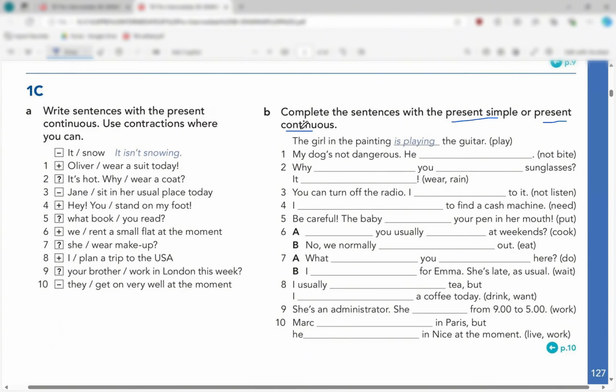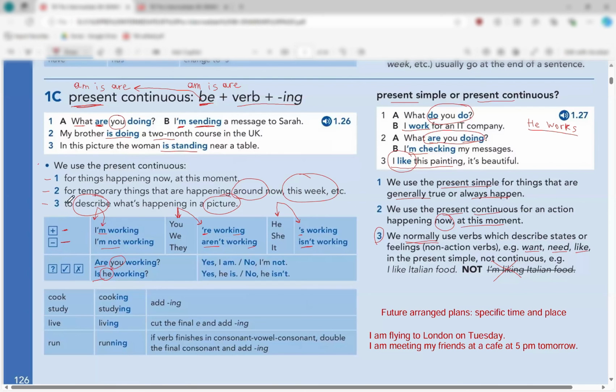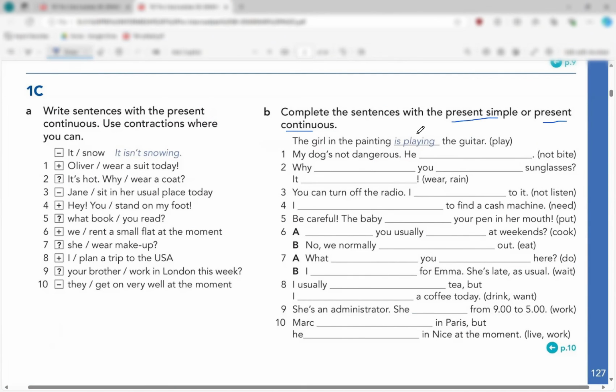And that's it. So here, the girl in the painting is playing. So why am I using present continuous here? Well, because I am describing a picture or painting. And as we agreed earlier, when I want to talk about a picture or painting, we must use present continuous, right? Yeah, number three. Number three, can you see that? To describe what is happening in the picture, present continuous. That's why we're using present continuous here, guys.